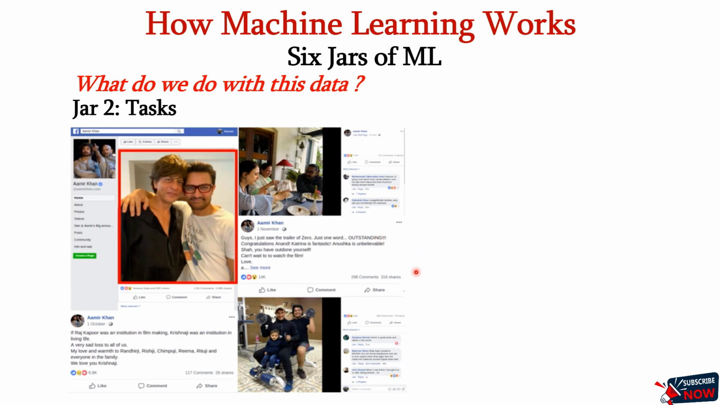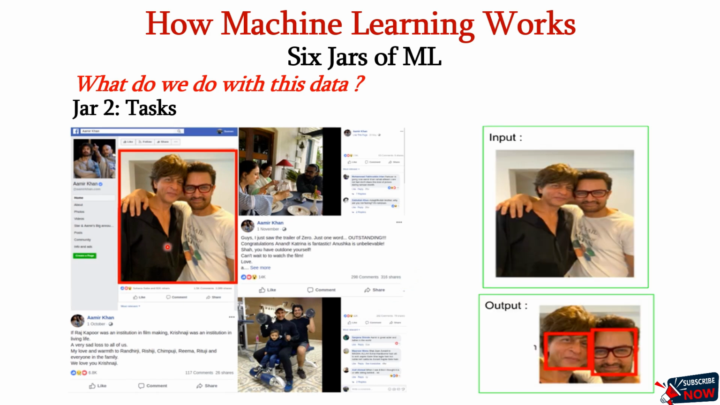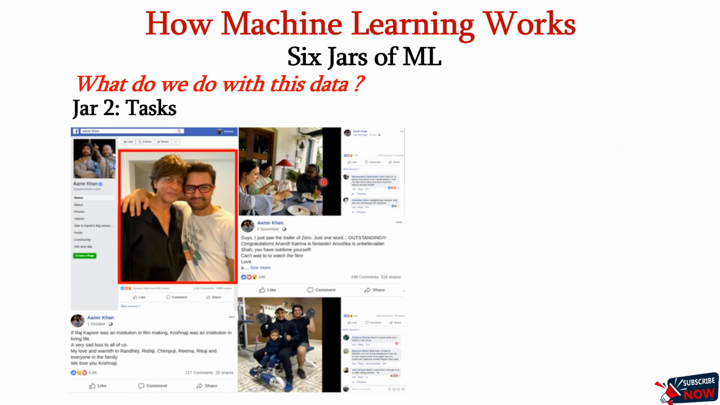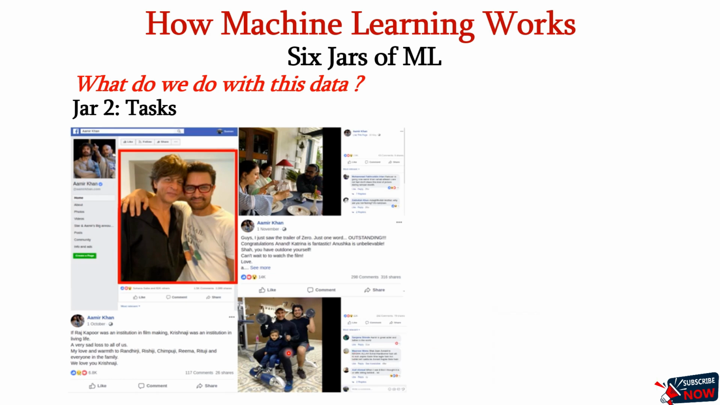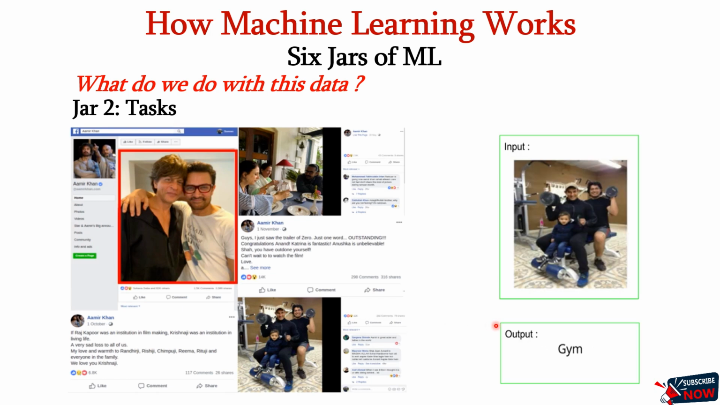Consider this Facebook image where we have 3 images. If we consider this image, we can do the face tagging. And if we consider this image, we can identify the action performed. And if we consider this image, we can identify the location. So these are the tasks identified on this particular data available.